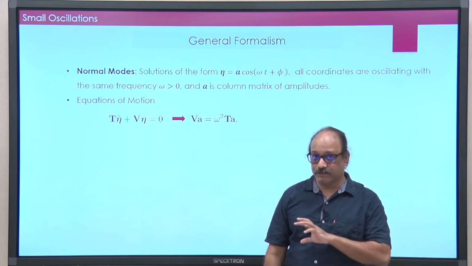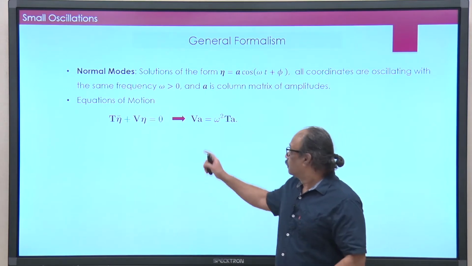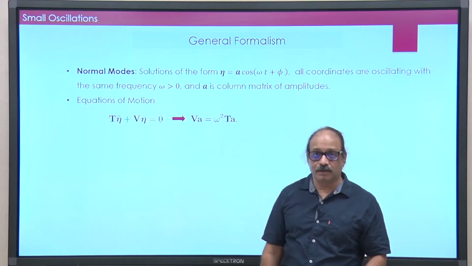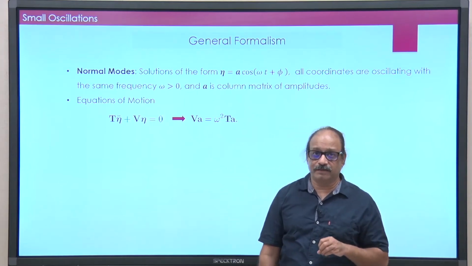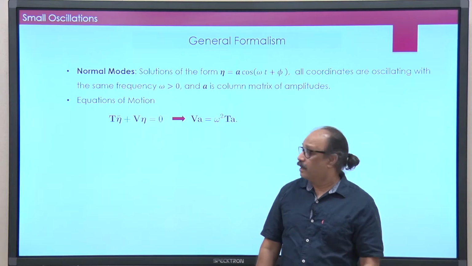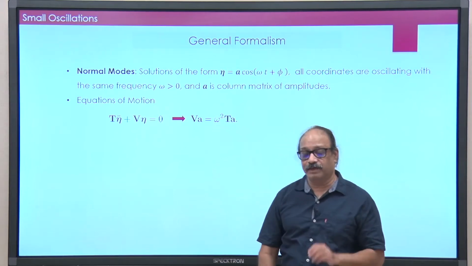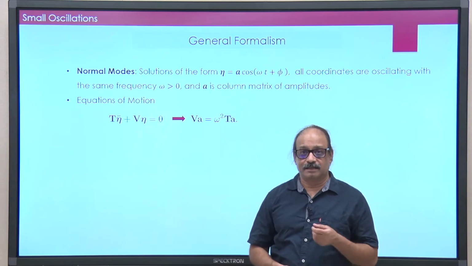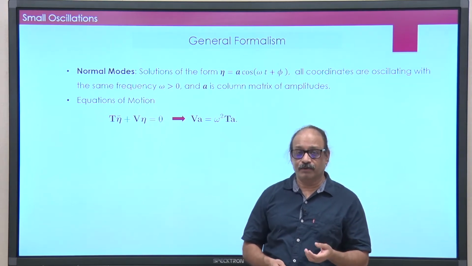And now look at this equation, this is very simple actually. V is a matrix which is known, T is a matrix which is known, A's are the variables which we have to find, and omega square as of now is not known. What does this tell you? This is basically similar to an eigenvalue equation.